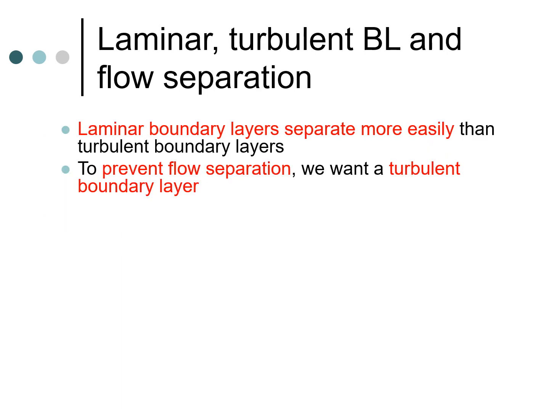Now, in the laminar boundary layer, flow separation takes place more easily than in the turbulent boundary layer. To prevent flow separation, we would always like to have a turbulent boundary layer. So this is an interesting and somewhat counterintuitive thing which comes out of this flow velocity situation.